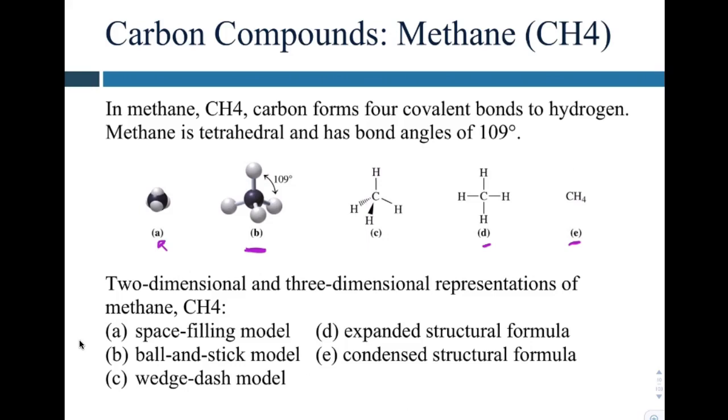But I want you to see this formula here. There's a few things I'm looking at. I'm looking at this wedge. The wedge is coming out of the plane. And so I think about a tetrahedron as a 3D thing. When we draw this wedge dash model, your straight lines are in the plane of the board or in the plane of the screen. Your wedge is coming out of the screen and your dash is going back into the screen. That gives us the illusion of three dimensions. You may not see it quite yet, but hopefully we'll draw enough to where you can see that.